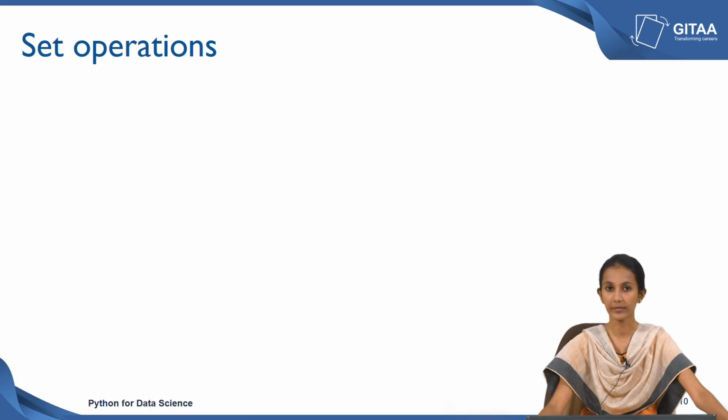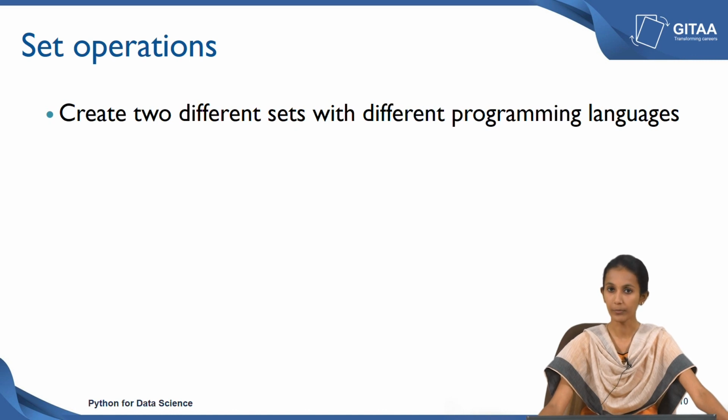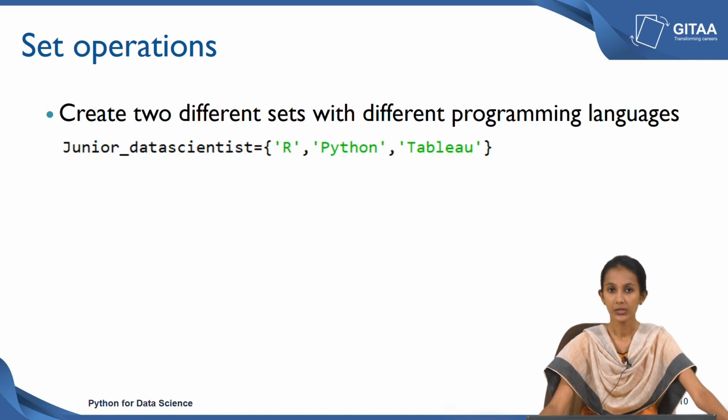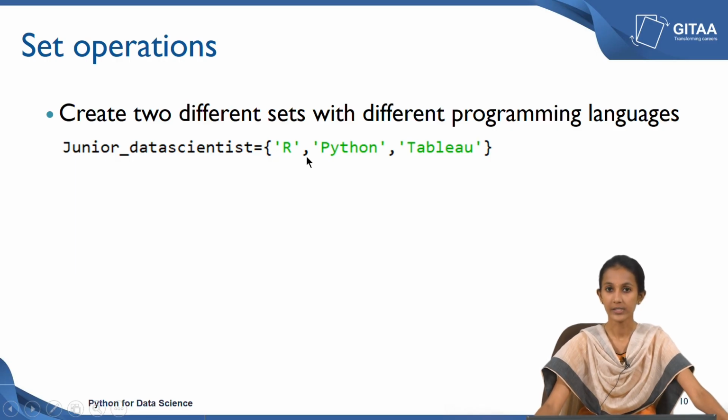Let us look at some of the set operations which are available. We will create two different sets with different programming languages. The first set will be junior_data_scientist. The set should be created using curly braces, with values separated by commas. I have given three different programming languages: R, Python, Tableau.